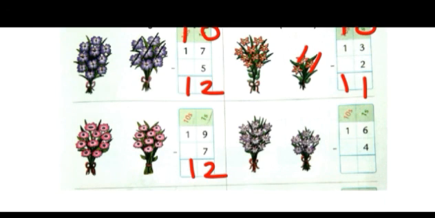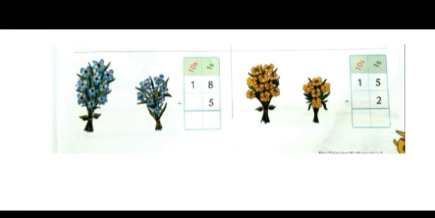Total 16 flowers are there and we have to cross out 4 flowers. So first we will start with the ones. 6 minus 4 is how much? We can count on the fingers. 2. And now in the tens only 1 is there. That 1 will come down. Total 12 flowers are left. Now scholars, try to do these remaining 2 as homework.